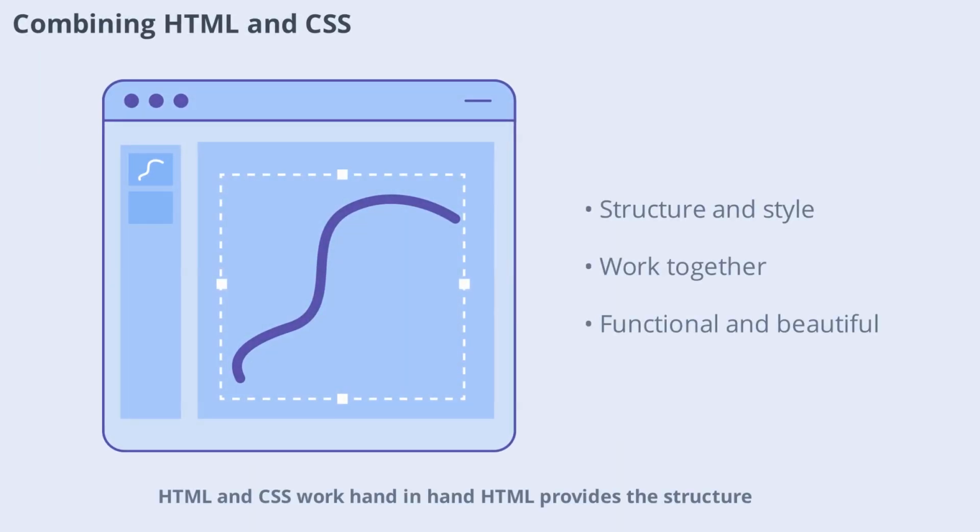HTML and CSS work hand in hand. HTML provides the structure while CSS handles the presentation. By combining the two, you can build web pages that are both functional and beautiful. Understanding how they interact is essential for any web developer.